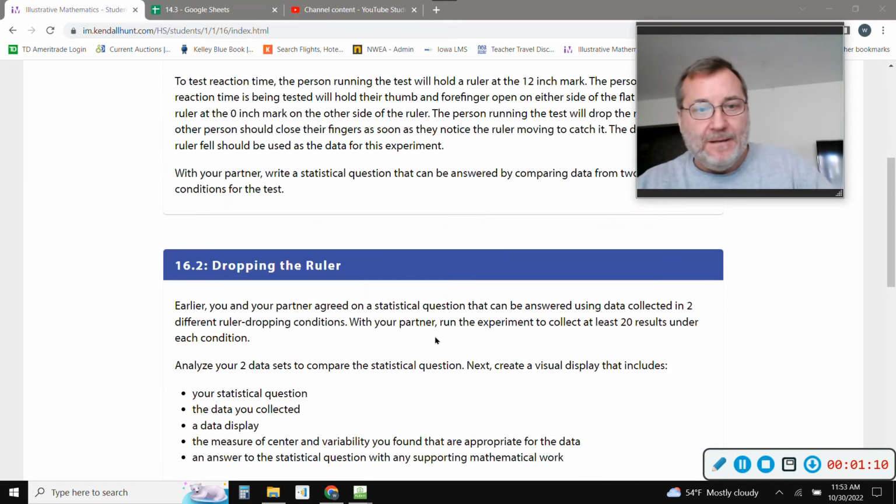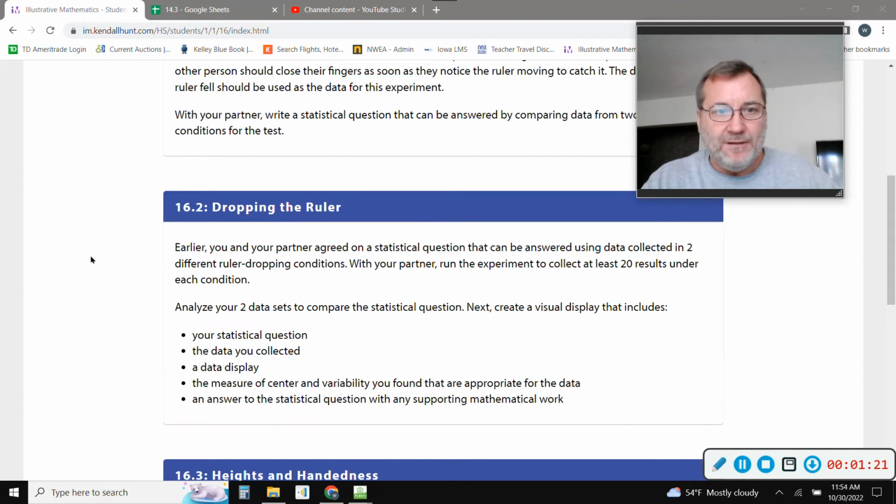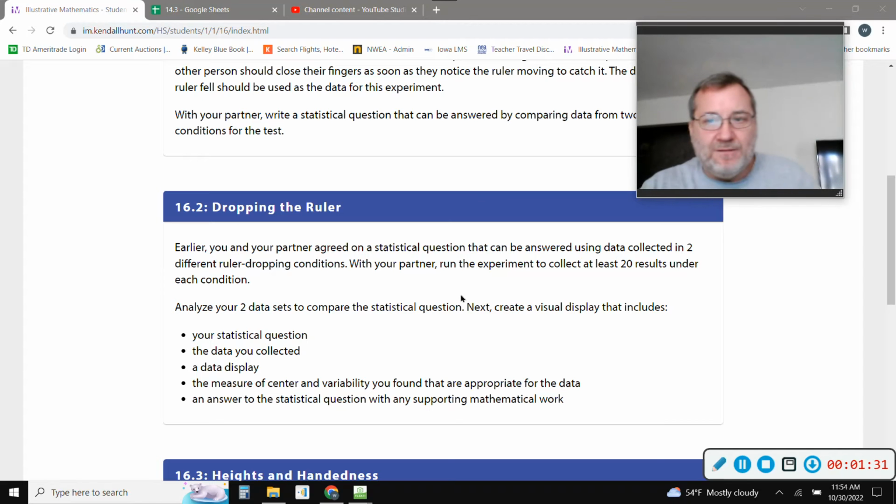Now, what you're going to want to do with this is get some data sets. You and your partner agree on a statistical question that can be answered with data collected under two different ruler-dropping conditions. With your partner, run the experiment to collect at least 20 results under each condition. So if you have two different conditions and 20 results each, then you should run this experiment at least 40 times.